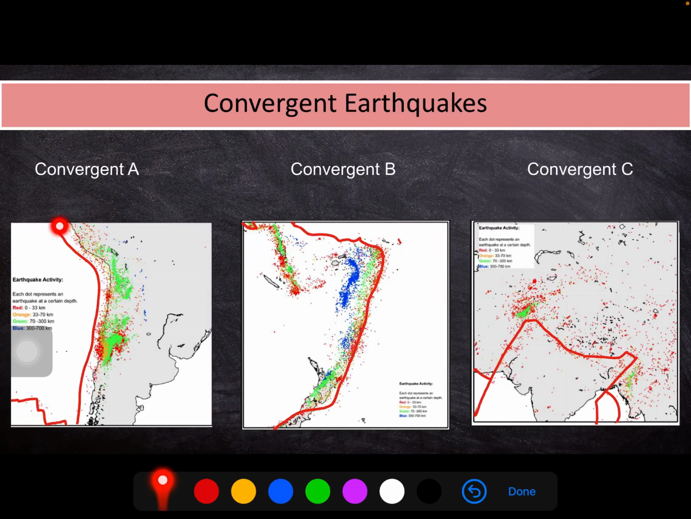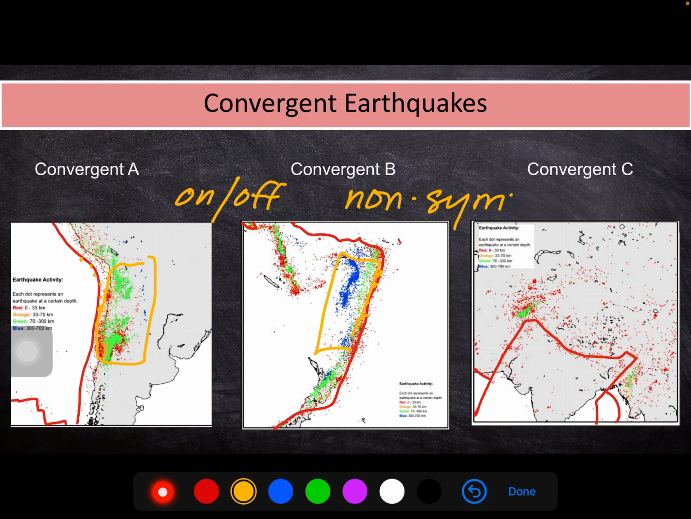These are, of course, our boundaries, the red lines running through the map, and we can see quite a few earthquake dots on here in varied depths, right? We saw them in every single depth on most of these boundaries. We also noticed that these earthquakes were both on and off the boundary line, right? We see them both touching the boundary and away from it, and a considerable amount off the boundary, and they were really non-symmetrical. We really focused on them being on one side. Here they're on the island side, here they were on the continent side. So that's what we were looking at for convergent.